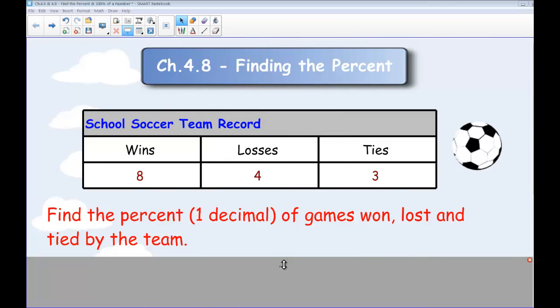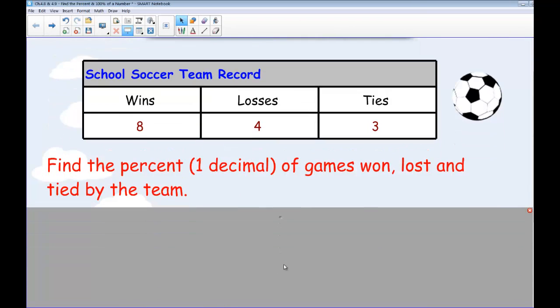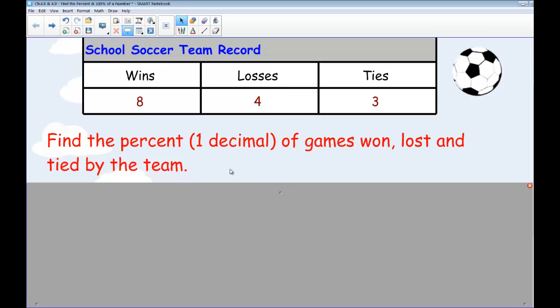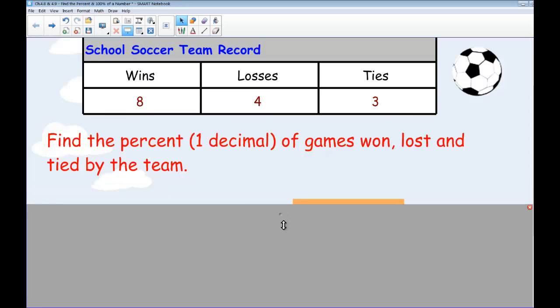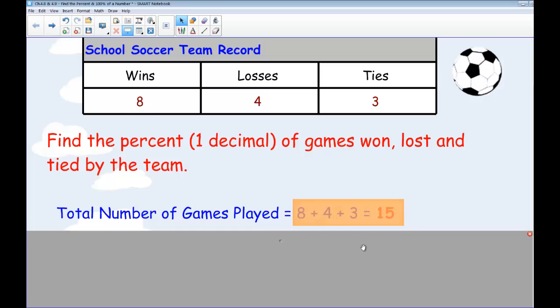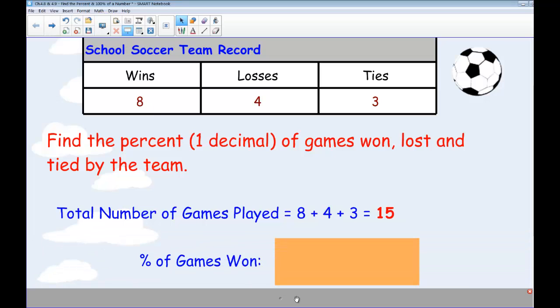Okay, so now that you've had a chance to try this, the total number of games played here would be 8 plus 4 plus 3, which gives you 15 games. You're going to need to use that number because that is the total number of games. To find the number of games won, it will be the number of wins out of that total of 15. So it would be 8 over 15.